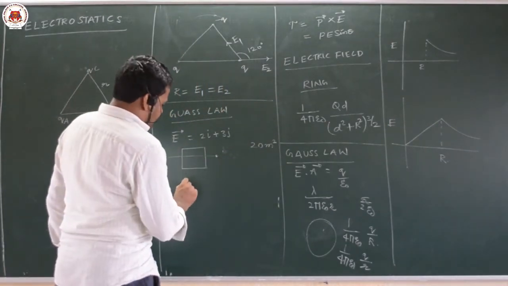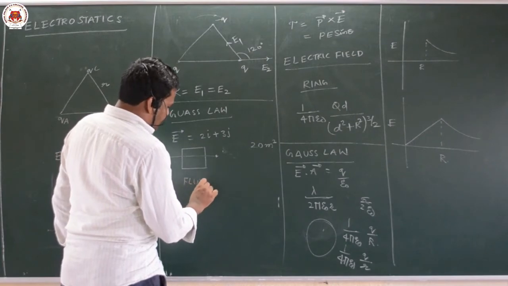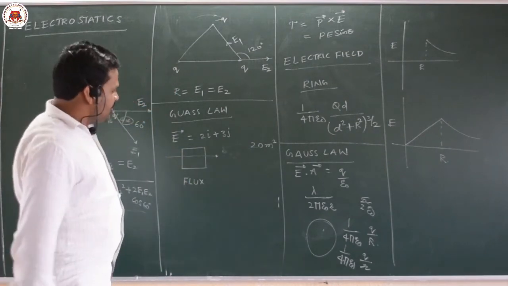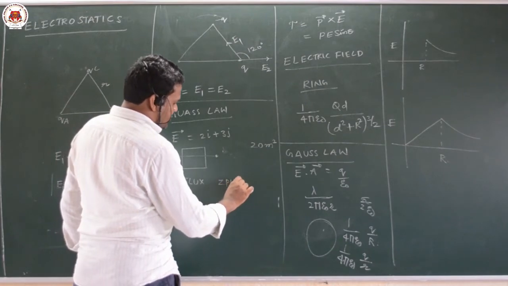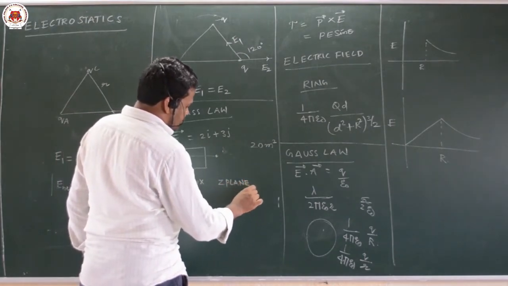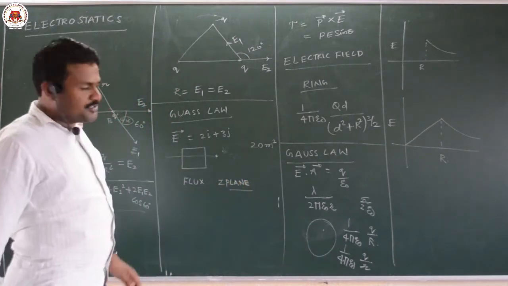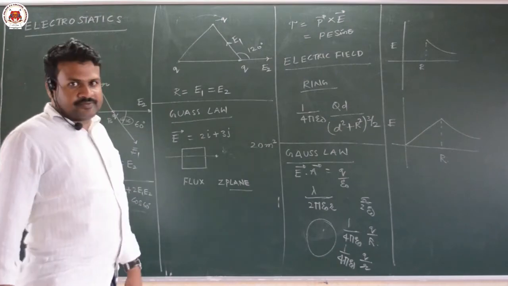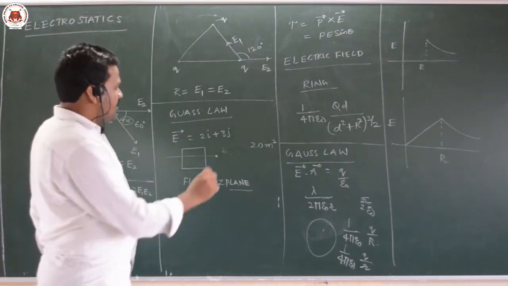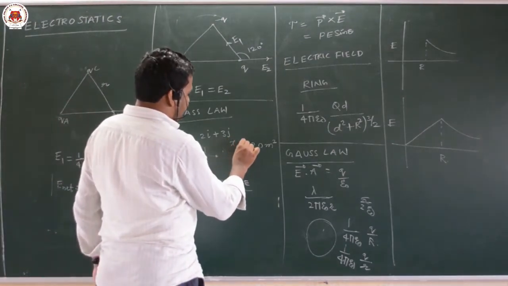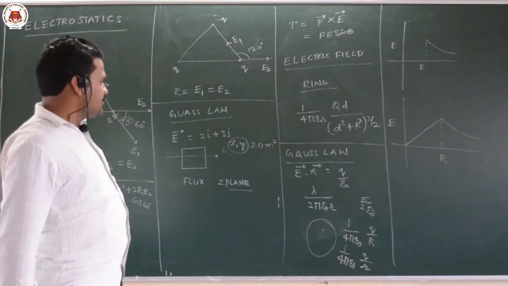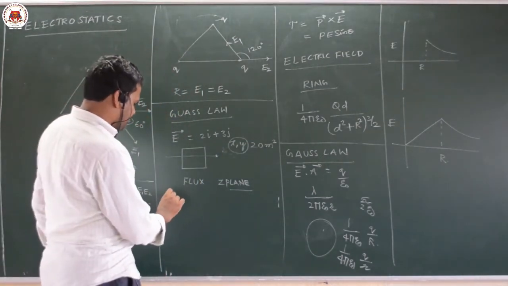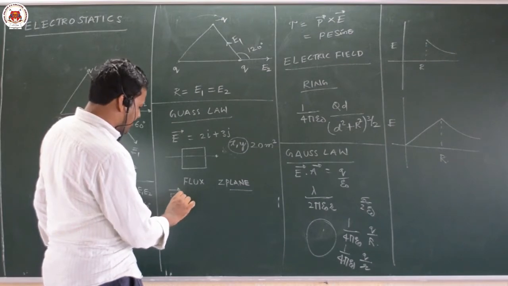Then what is the flux passing? What is the flux passing in the z plane? If the question is asked like this, what is the flux passing if the area is present in the xy plane? Now flux is equal to E bar dot A bar.